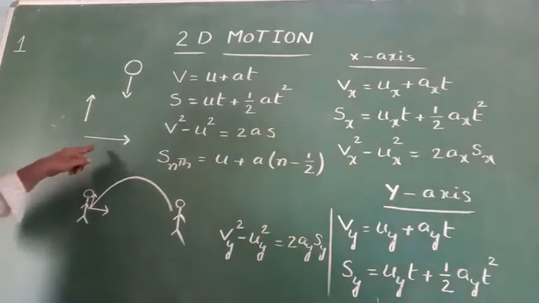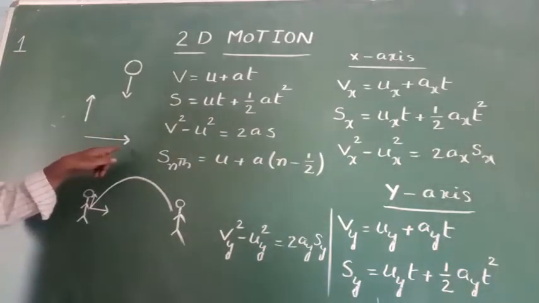Suppose if you observe here, the train is traveling only along a straight line. Why?